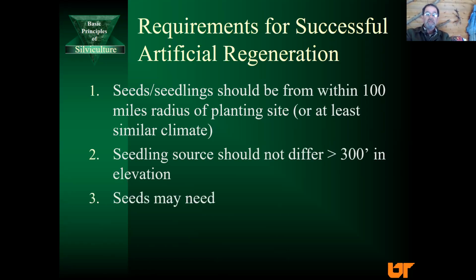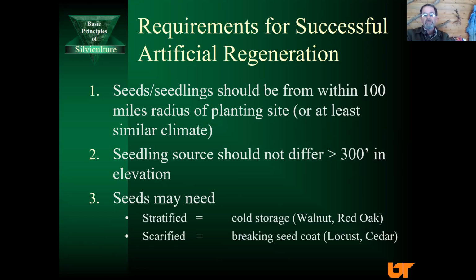Then also seeds, they may need to be stratified or scarified. Stratified implies that they have to go through a cold storage. And so walnut and red oak are examples of seeds that have to actually be stored in a cold period over a couple months before they'll germinate.